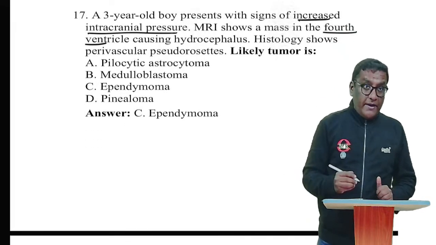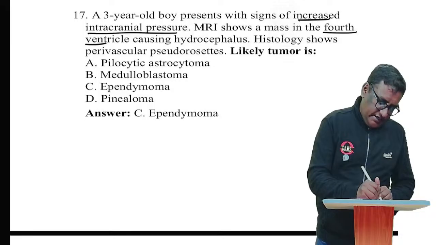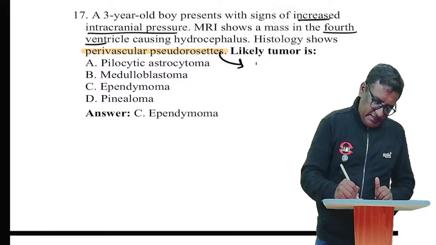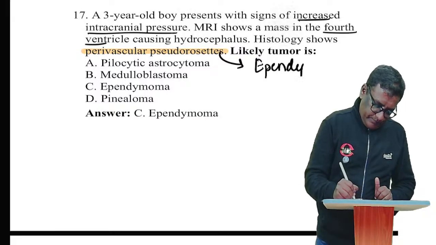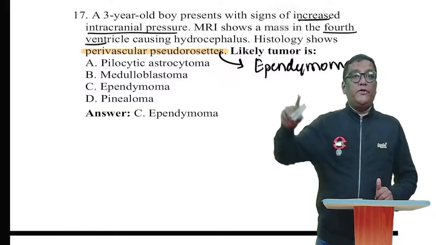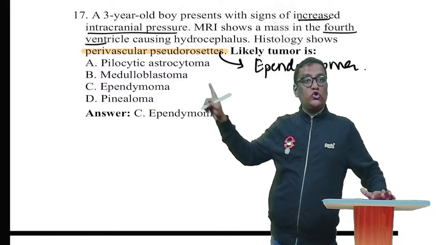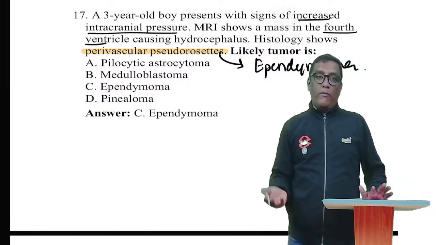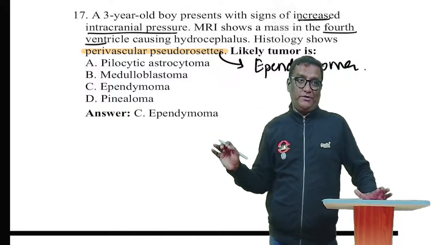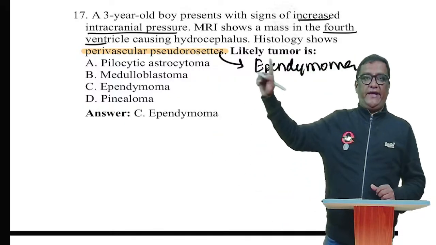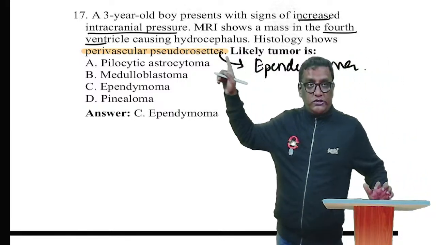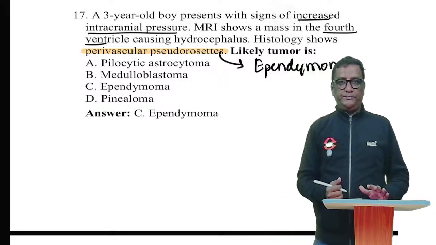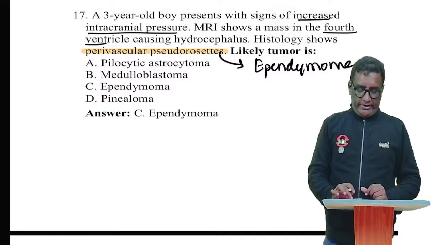Histology shows perivascular pseudorosettes. That is the key word given to us. Perivascular pseudorosettes are very characteristically seen in ependymomas. In a 3-year-old child, a similar history can also be medulloblastoma, but that will not show perivascular rosettes. That can show Homer Wright rosettes, and there will be small round cells. So perivascular rosettes, very characteristic of ependymoma. These are called pseudorosettes, right? Or there can even be true ependymal rosettes, also seen in ependymoma.